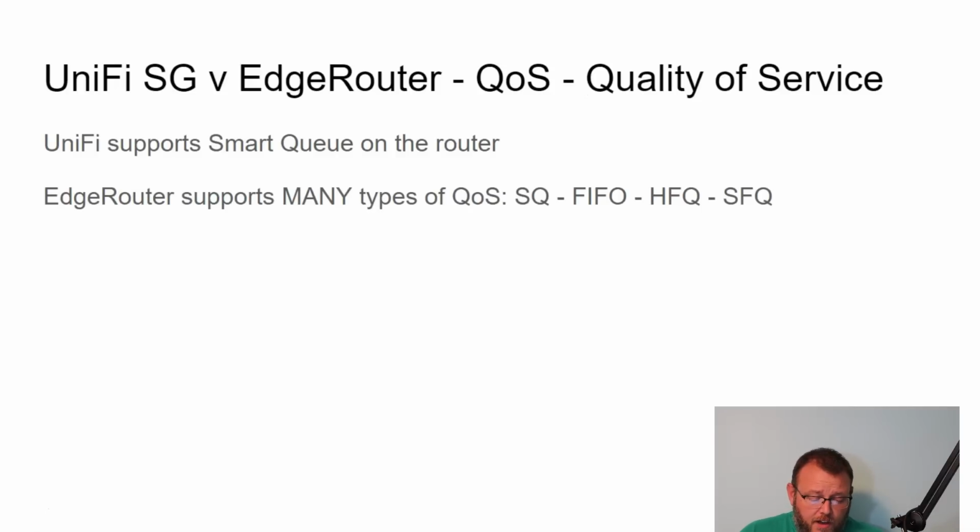Quality of service. UniFi supports Smart Queue, and that's it. And that's on the WAN interface. Now that's on the USG. On the UniFi Switch, there is some egress things that you can do on a switch port. You can rate limit there. But the EdgeRouter supports many types of QoS. So many different types of QoS. We could create a lot of QoS videos, but the EdgeRouter handles QoS beautifully if you understand how to set it up. So there's really no comparison there. Really, UniFi's QoS, that Smart Queue, is really a best effort.